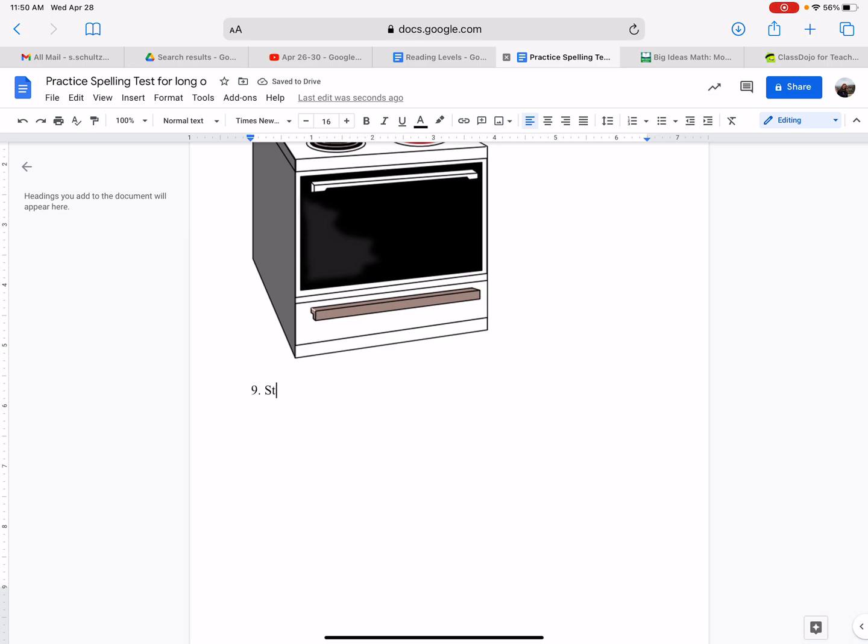O. It's going to be O. And then V, it's going to be V. And then what do we need to end with all of our spelling words? With an E. We don't hear it, but it's there. And then your next spelling word is going to be robe.